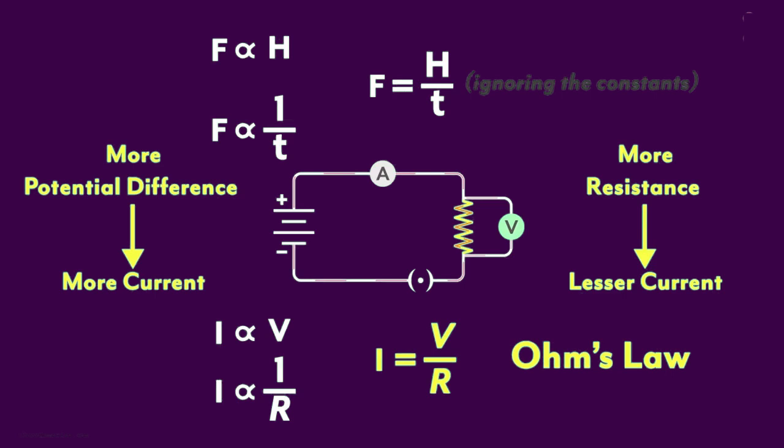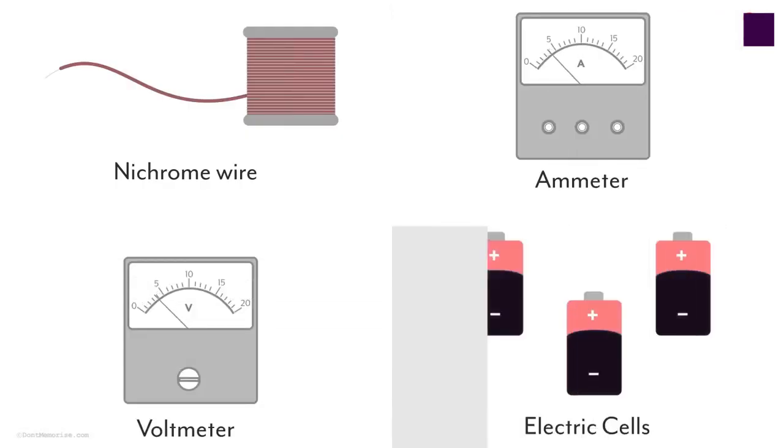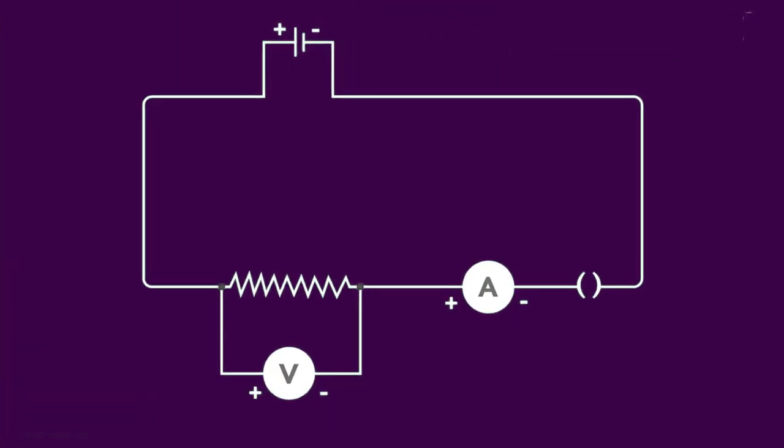Let's do a quick activity to know more about Ohm's law. We would need a nichrome wire, voltmeter, ammeter, and 3 electric cells of very low voltage, with a range of 1 to 1.5 volts. First, we will form a circuit which has only one cell as its source. This is a nichrome wire which is acting as a resistance. This is an ammeter in series and this is a voltmeter connected in parallel, and this is a plug key.